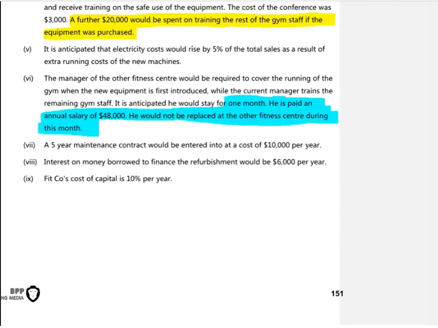So it looks like an existing manager is going to be asked to cover the running of the centre for 1 month. Certainly 48,000 divided by 12 months would get us to the 4,000 figure in the question. However, we're told that they're not going to be replaced at the other centre during this month. We're not incurring any additional cash flows compared to our normal operations. This is an annual salary that would be incurred regardless of whether we go ahead with the new project. Therefore, it doesn't meet the incremental criteria.